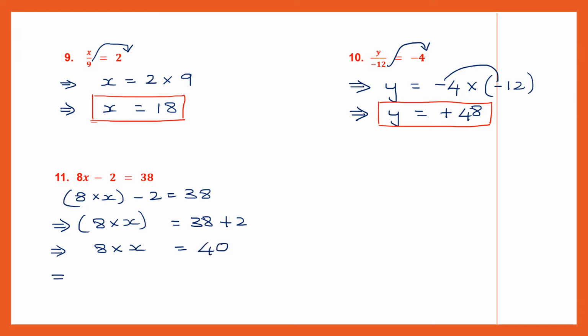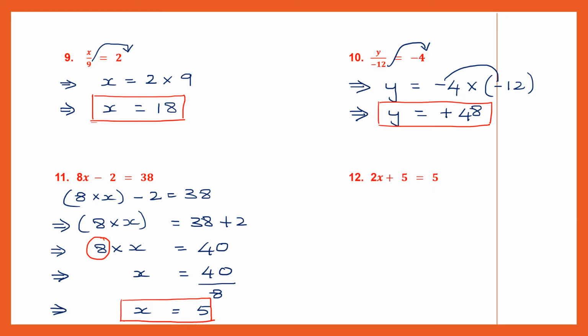So now we can find the value of x. 8 into x is equal to 40. Now let's transpose 8 to the right hand side. It's multiplication here, so it becomes division. So 40 divided by 8. So x is equal to 40 divided by 8 is 5. 8 5s are 40. So that is the value of x in this question.